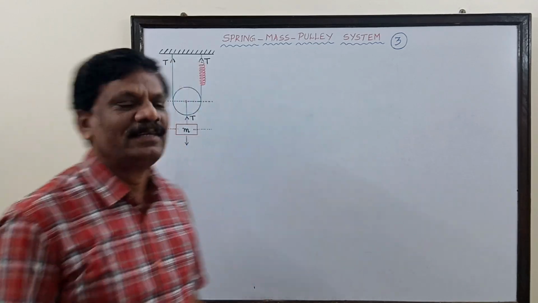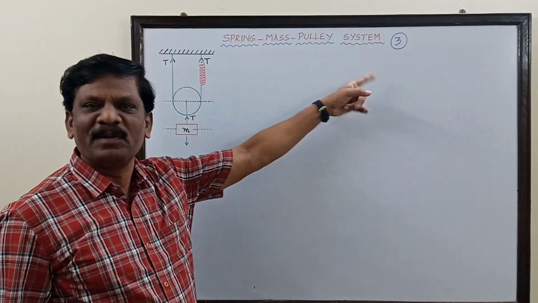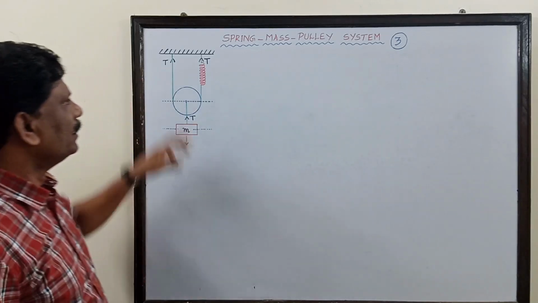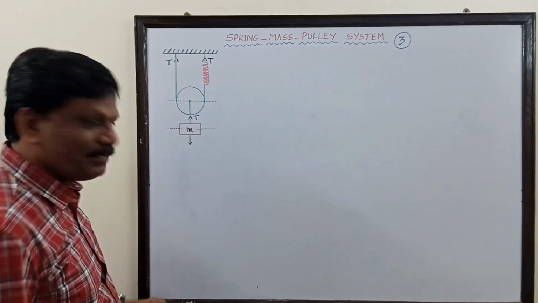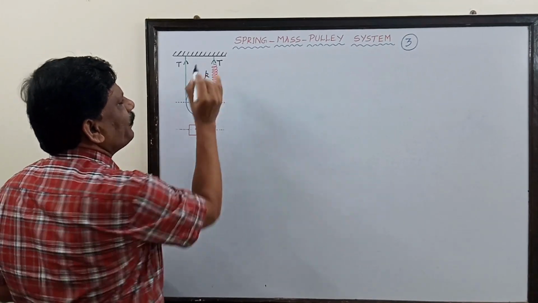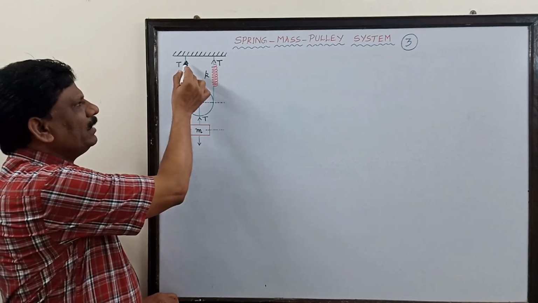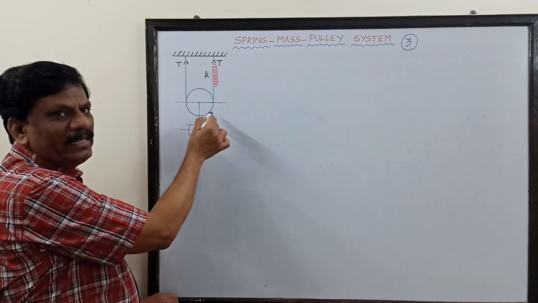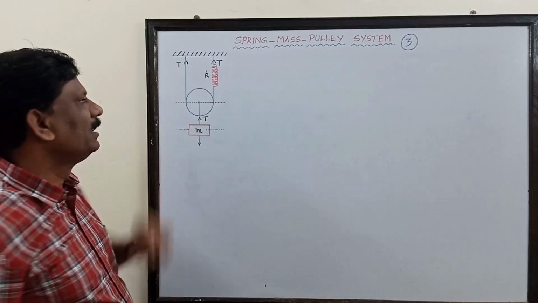Hi students, today we are going to discuss the spring mass pulley system number 3. So this is a rigid support in the ceiling. Here is a spring. The spring constant is K and the string is attached to the ceiling. It passes over a pulley and connects to a spring which is also attached to the ceiling.